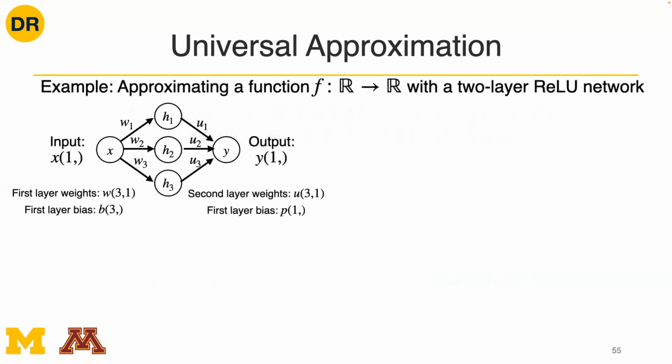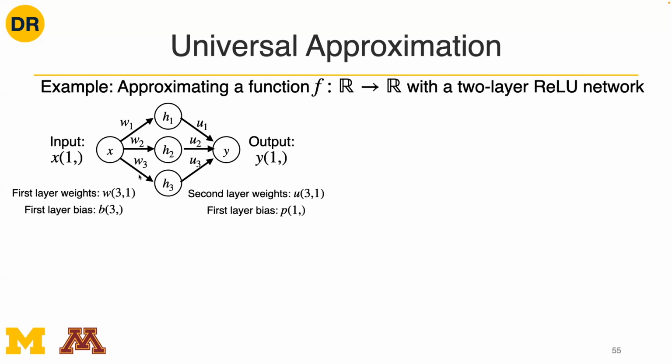So let's look at how we can show that a neural network is a universal function approximator. Let's take an example where we're trying to approximate some arbitrary function from just the real number line to the real number line. So the function maps from the space of R to the space of R. And we're going to use a two-layer ReLU activation function network to try and show this. So the way to read this graph here is, let's say we have our input x, which is just a single number.